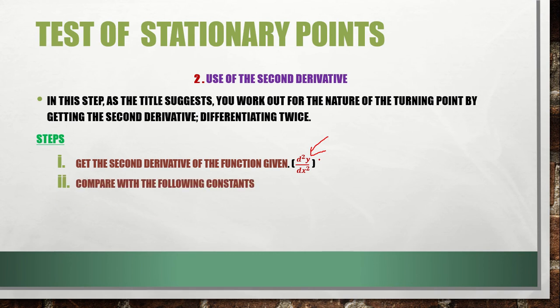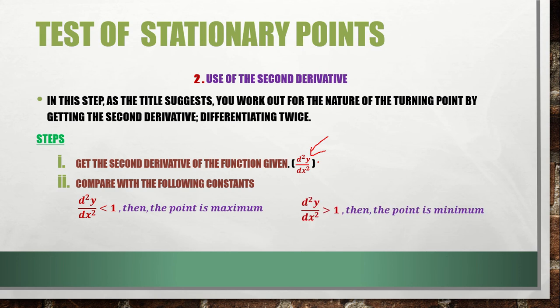Then step number 2, compare with the following constants. If you find that your second derivative is less than 0, then the point is a maximum point. If you find that the second derivative is greater than 0, then the point is a minimum point. Now, let us make things easier. Don't cram. Understand the concept. If your second derivative is less than 0, think of it in terms of the opposite, a maximum point. They are inversely proportional. So, if it is greater than 0, think of it as a minimum point. Makes sense? I suppose so.